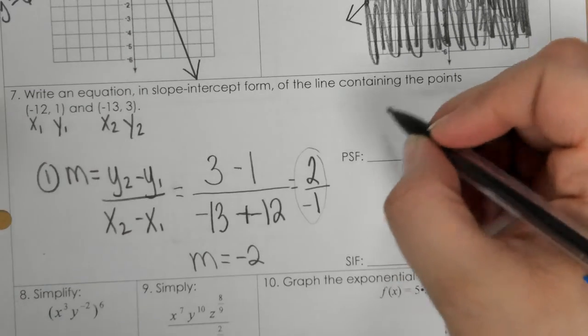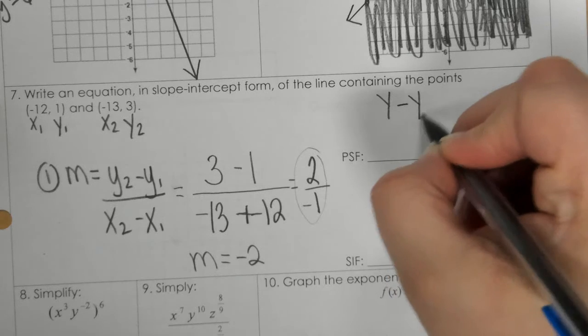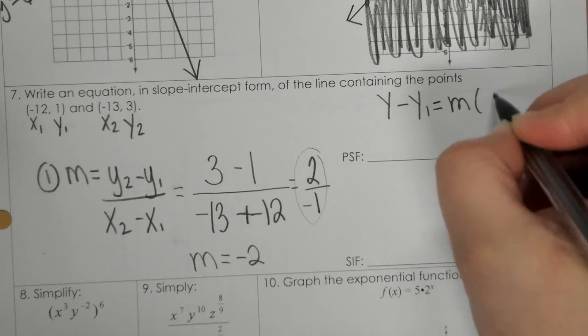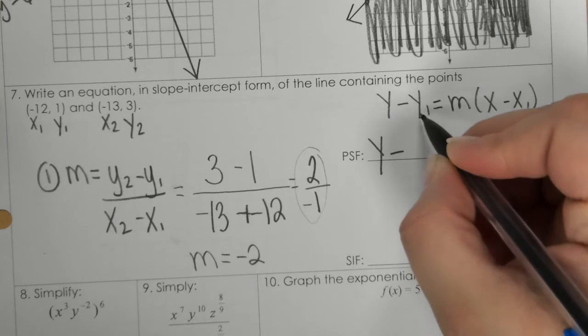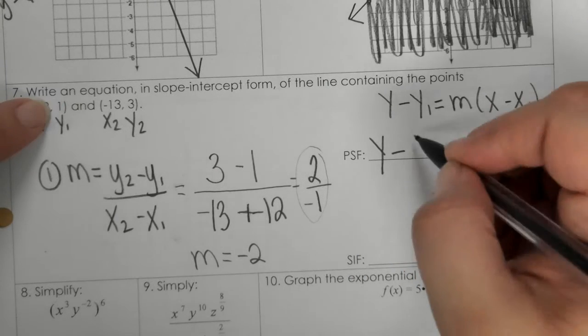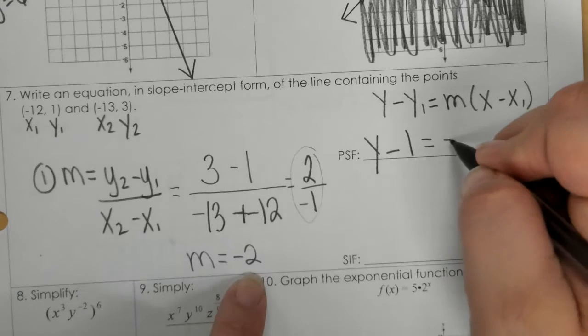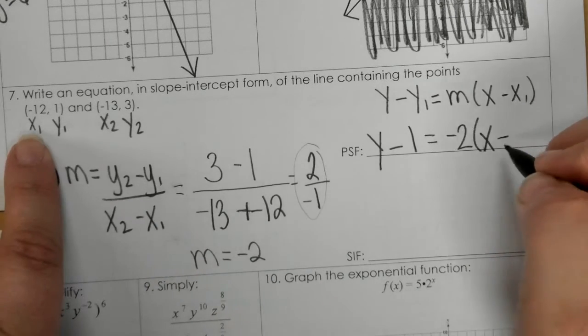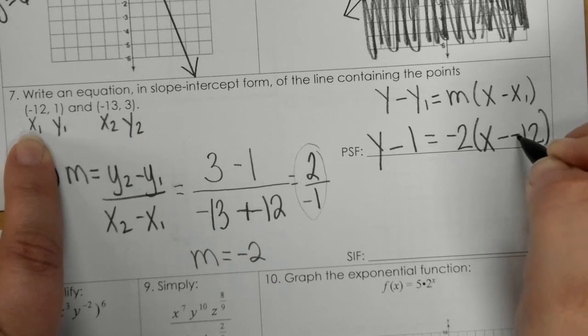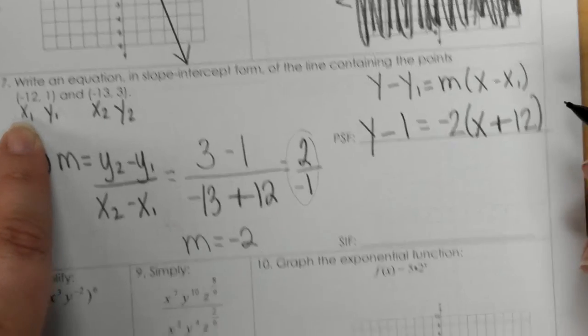Now, to do point slope form, we would need this formula that you can find on your test or your review packet. So y1 is 1. Our slope is negative 2. And then x minus x1, which is that negative 12, which again, make that a positive.